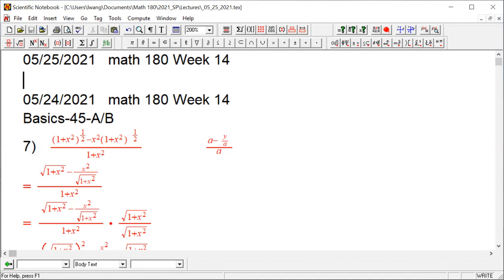Yesterday, we were talking about simplifying the expressions you get, right? So we were at 45A, basic 45A, and basic 45B. You see similar questions. And I mentioned that these questions are very likely to be part of your homeworks when you're in Calculus 1. So I hope you guys will spend some time to practice.